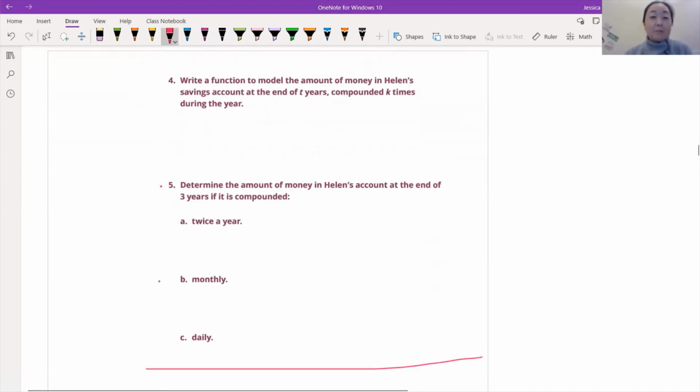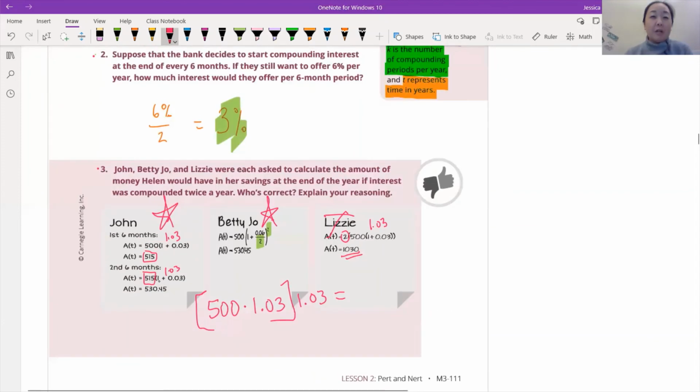But this is where it gets interesting, because the question is, if it's better to compound it twice, then what if we compound it every month? Wouldn't that be better for us? Think about it. What would our percentage look like each month? Because if we take that 6%, we initially divide it by 2 because we get paid twice a year. But if it's every month, what would we divide that by? I'll leave you with that.